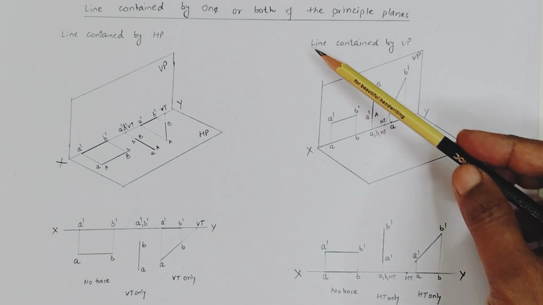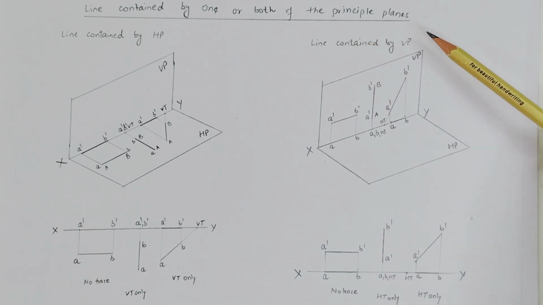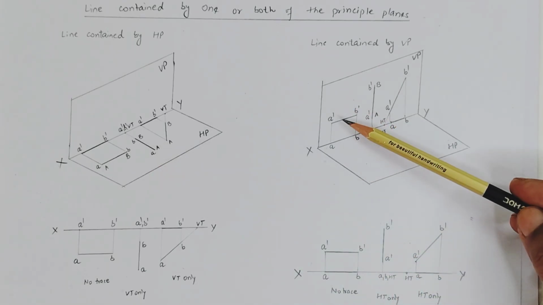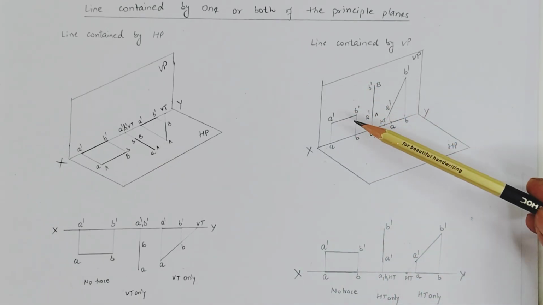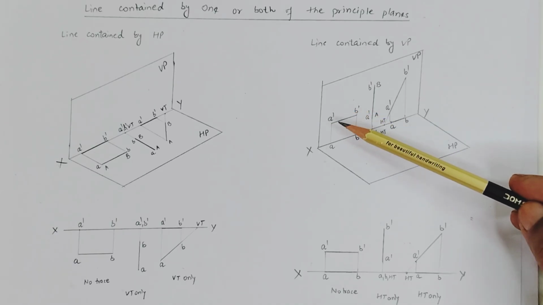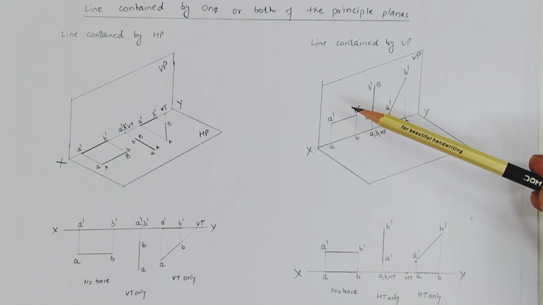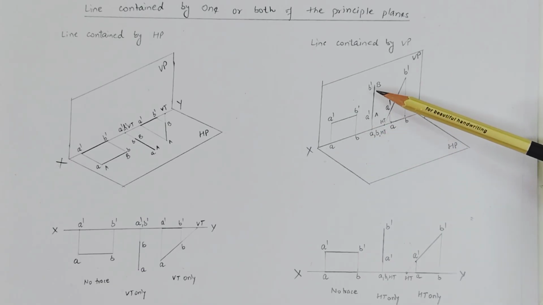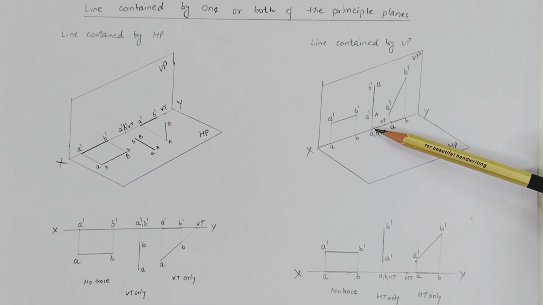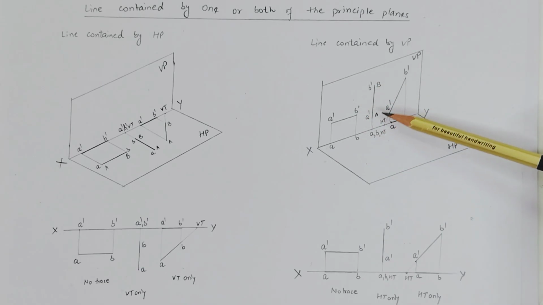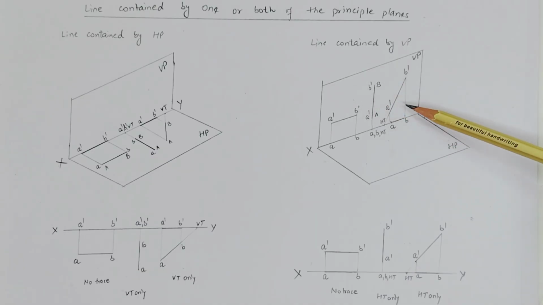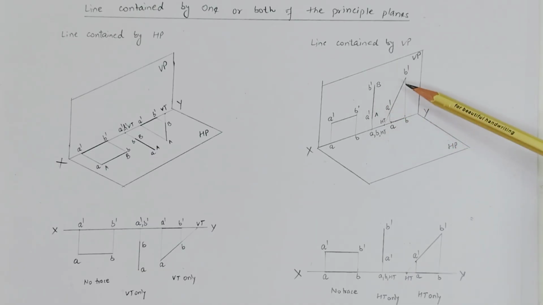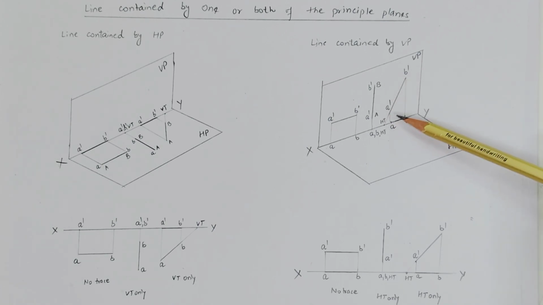Now the case for a line contained by the vertical plane. In this case, the line is contained by this vertical plane. The first case is the line contained by the vertical plane but parallel to the reference line. The second case is the line perpendicular to the horizontal plane and contained by the vertical plane. In the third case, the line is inclined to the horizontal plane and is contained by the vertical plane.